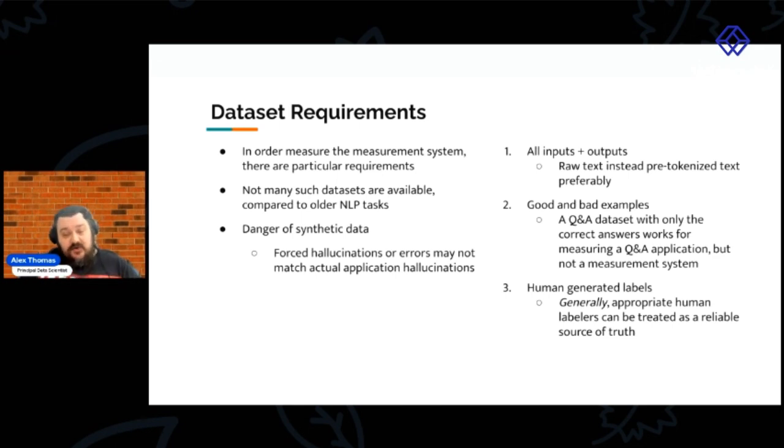Also, when measuring your measurement system, there are some special requirements. You need to have all the inputs and outputs of the systems. Generally, that's not a problem, but there are some out there where they'll have features instead of the actual text. Preferably raw, none of those pre-tokenized ones. You also need good and bad examples.